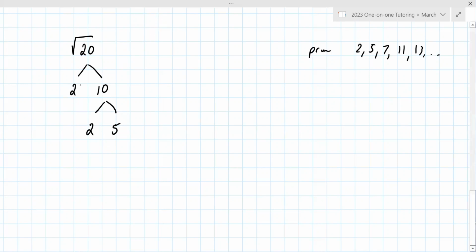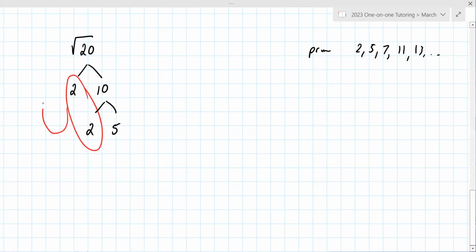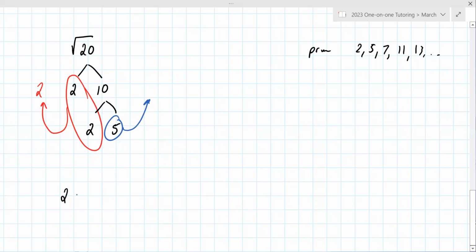So again, you circle pairs. So again, there's a pair of 2s. Okay, pair of 2s, so 2 comes out. 5 stays in. Now, in terms of how you write your answer, it's 2 square root of 5. So that pair comes out, the 5 stays in.